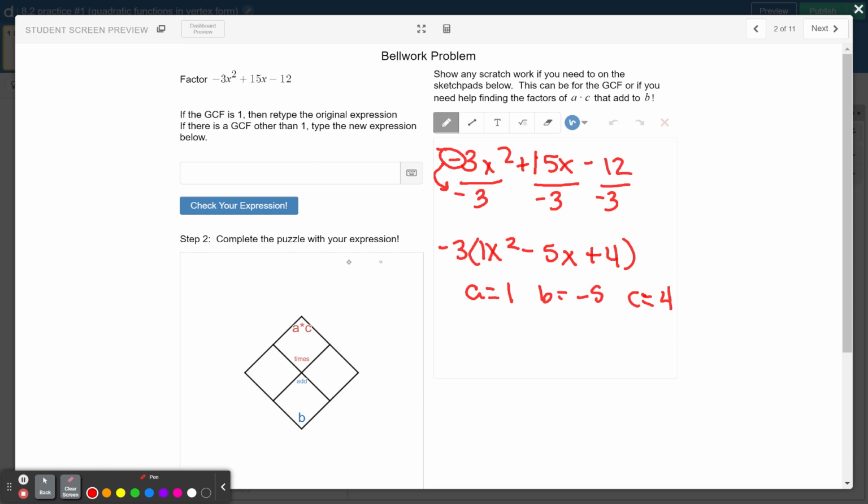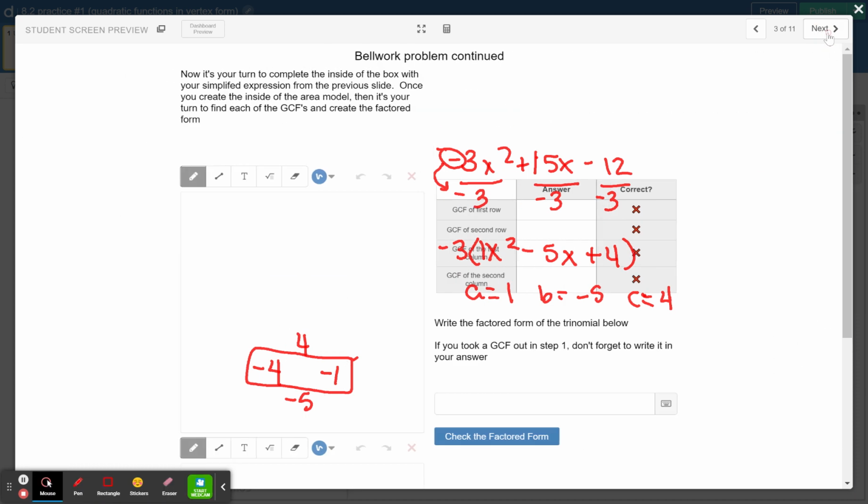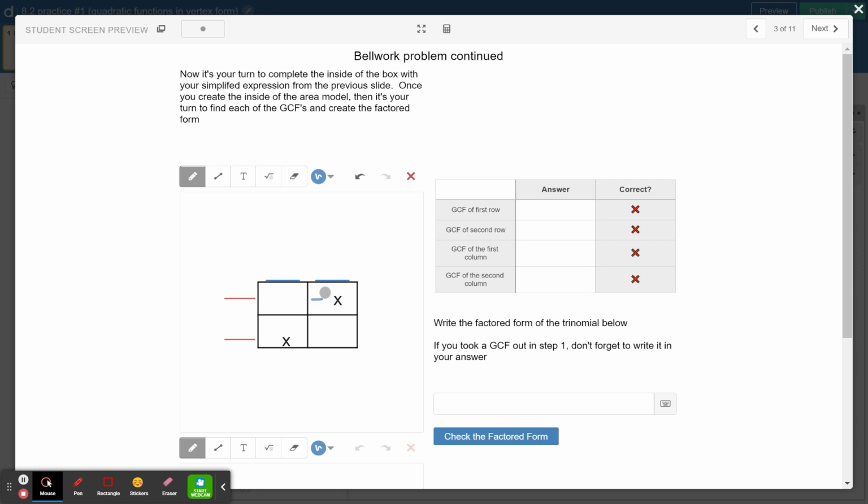So then we do A times C, which is 4, and then our B value is -5. So the only two numbers that multiply to +4 and add to -5 are -4 and -1. Now the whole reason why we did this diamond is to find these two factors, -4 and -1. You need those two because it's going to split up the x's.